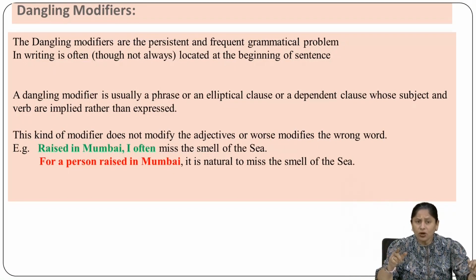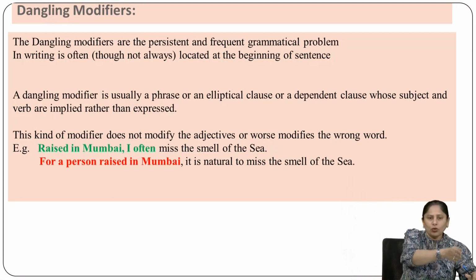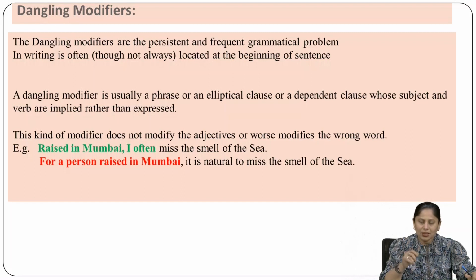And next sentence also try to understand, because it is the wrong sentence, that's why I have kept it in red colored fonts. For a person raised in Mumbai, it is natural to miss the smell of the sea. Here, for a person, this particular word comes, then raised in Mumbai comes. So naturally the dangling modifier's role is disturbed with these kinds of other words which are taken in the sentence, and you will not be in a condition to understand the role of the dangling modifier. So here I think you are clear about this point. Let's go for the next point.